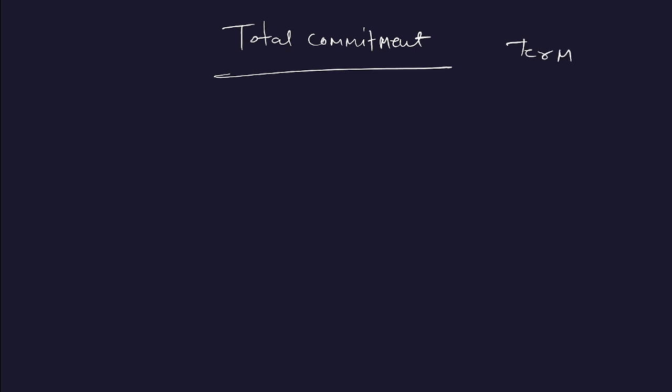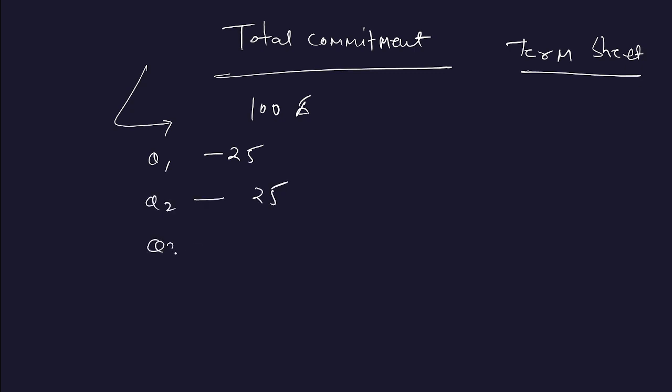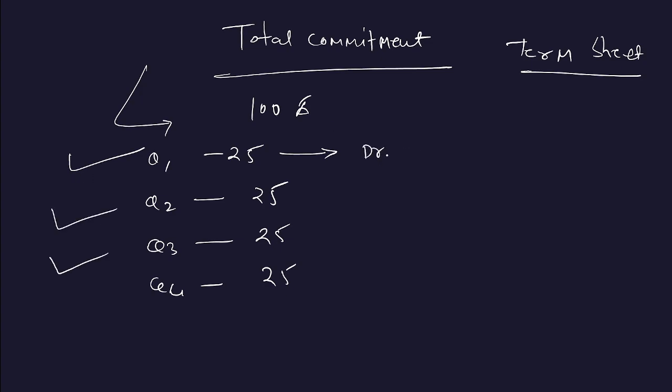Important question. Let's say total commitment. You have signed a term sheet with me that you're going to pay 100 rupees to me in the next 4 installments: first quarter 25, quarter 2 25, quarter 3 25, and quarter 4 25, right? So you are a fund manager and I have committed to you that I'll pay you 100 rupees in this way. Let's say we are done with quarter 3, so it means we have received these drawdowns.